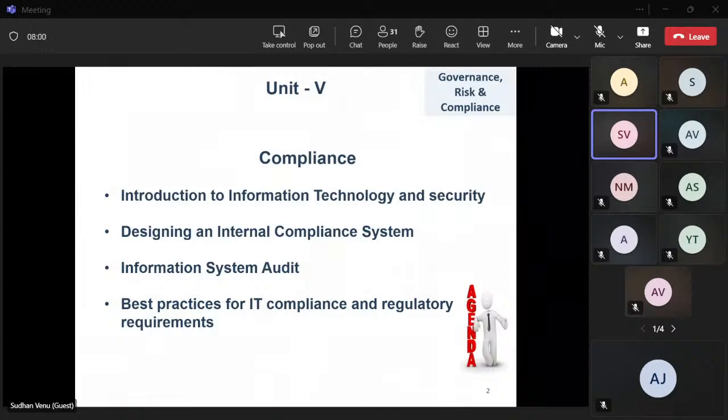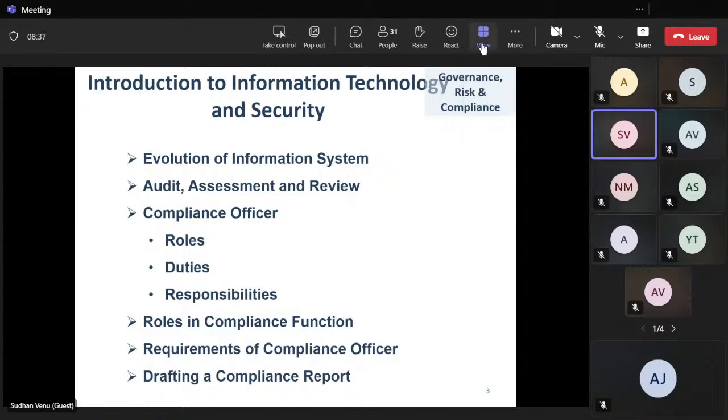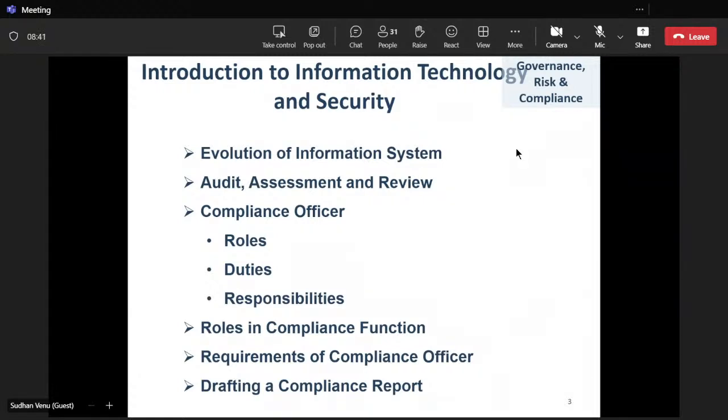So in this paper, the overall topics we are going to cover are the introduction to information technology and security, and designing the internal compliance system, how you are going to design the compliance system from the internal perspective, and how this information system is going to be audited, including review and reporting. And the final thing is best practices in terms of IT compliance and regulatory requirements. So in this introduction to information technology and security, we are going to see the evaluation of information systems, audit, assessment and review, the roles, duties and responsibilities of compliance officers, the roles in the compliance function, the requirements of the compliance officer, and drafting a compliance report.